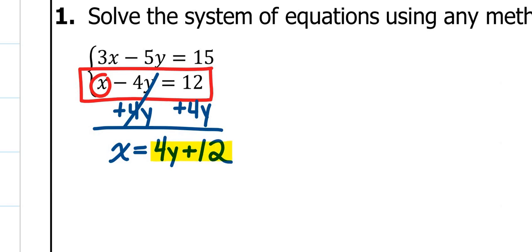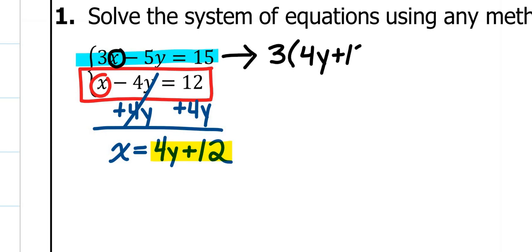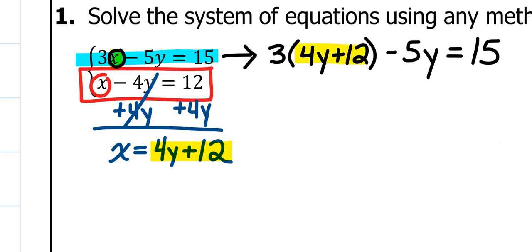So I'm going to go ahead and use this top equation now. Since I converted the bottom one, I have to use the other equation now. And I'm going to substitute in 4y plus 12 for where there's an x value. So 3, I'm going to plug in 4y plus 12 minus 5y equals 15. So the only thing I did was plug in that 4y plus 12 wherever there was an x. Now we can go ahead and solve for y because I only have y as a variable in this equation.